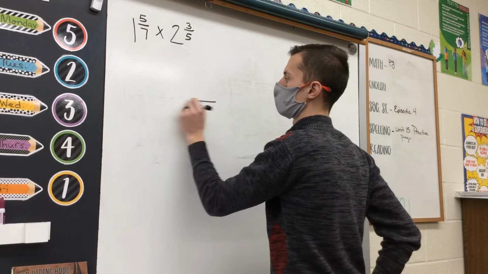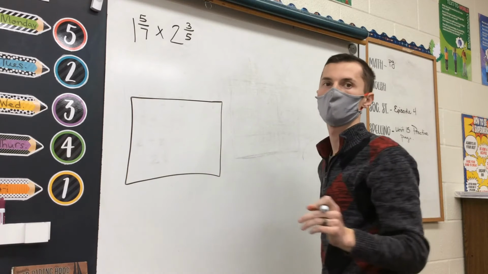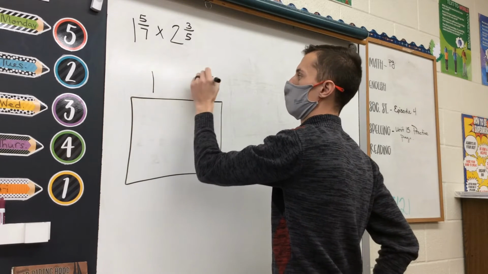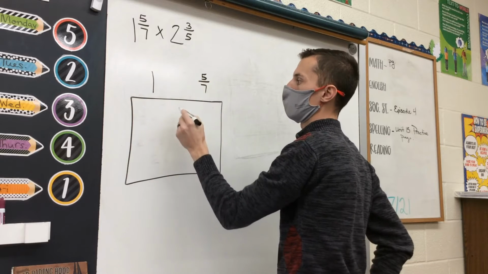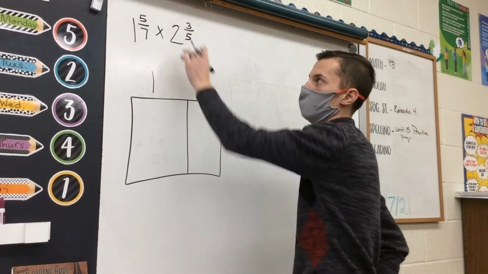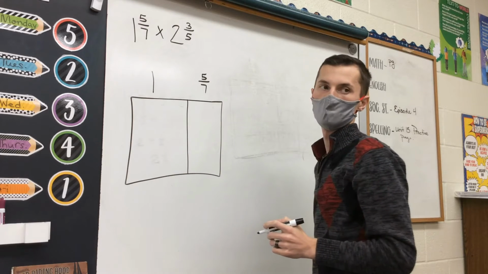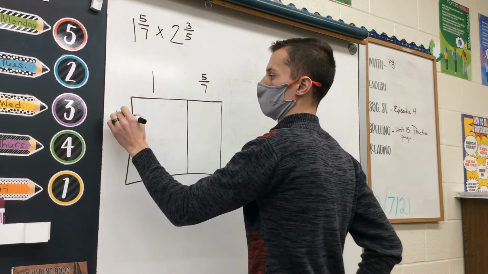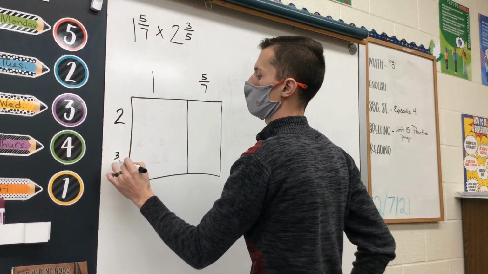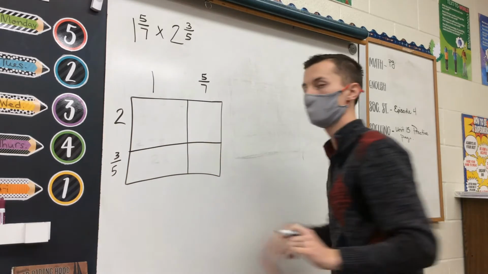So, the first thing that we want to do for our area model is to draw that rectangle. And then we are going to split our mixed numbers up into a whole number and a fraction, and draw lines separating those two. Then, look at our next number and do the exact same thing on the left-hand side of that box. Whole number first, and then our fraction, 3/5, and draw a line to represent that split.